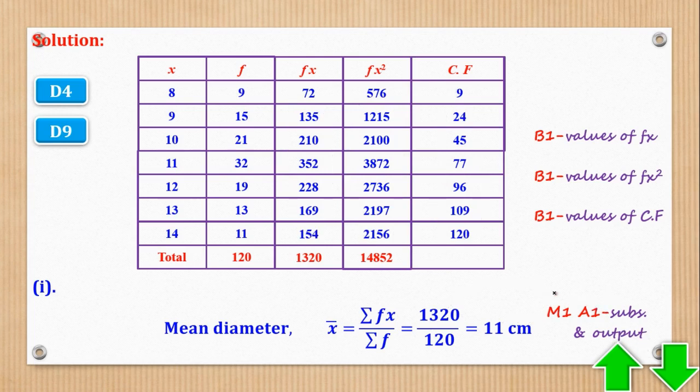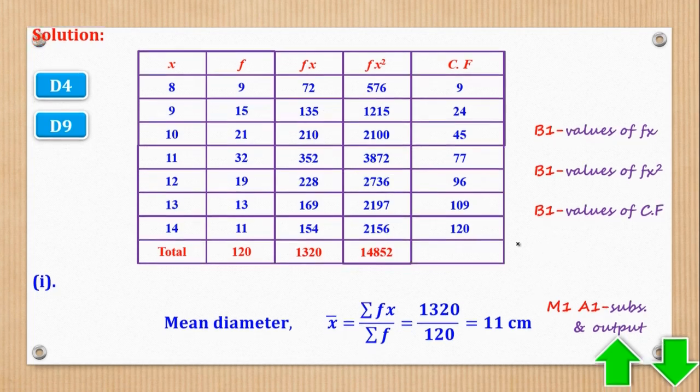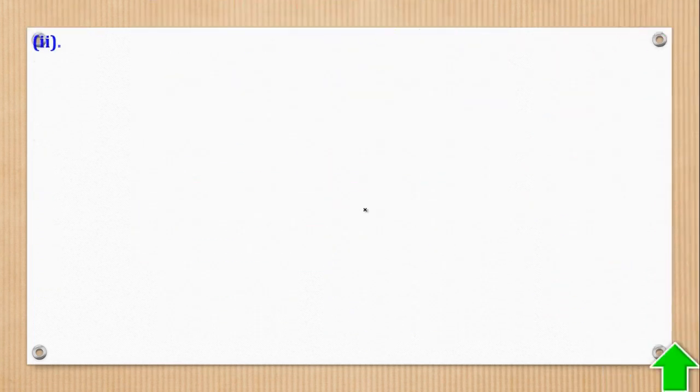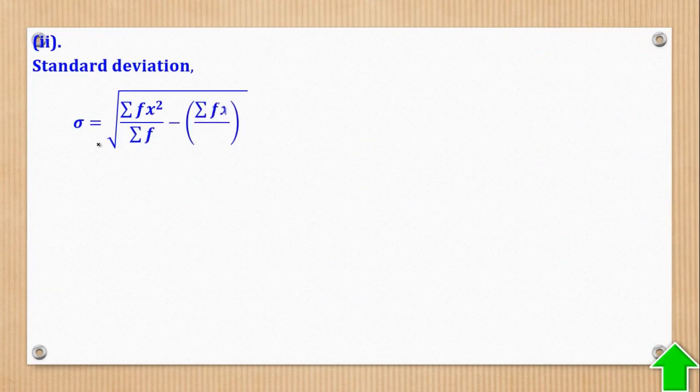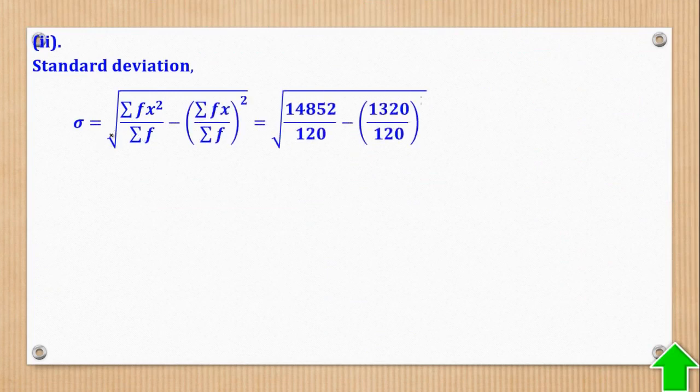Okay, now we can go to the next slide and see how to get the standard deviation. One, we need to know the formula for standard deviation. It has a square root. Most students forgot the square root, but if you don't put a square root, it becomes variance.